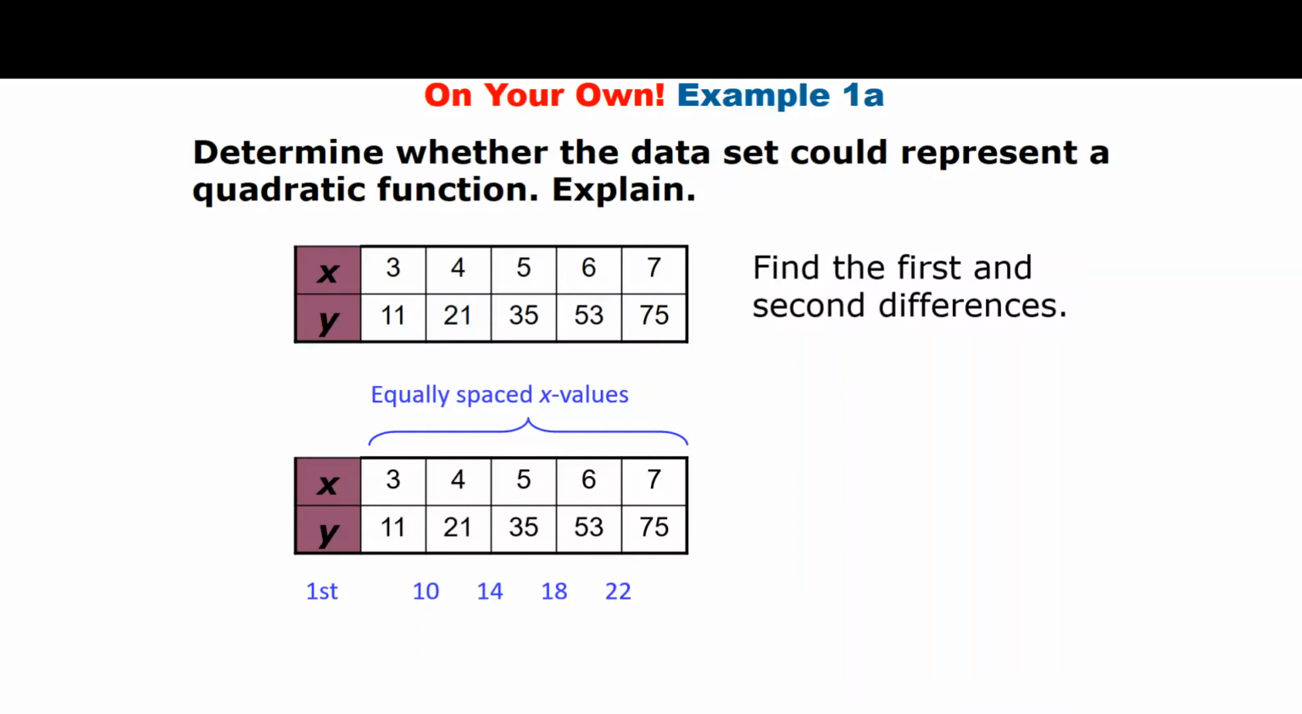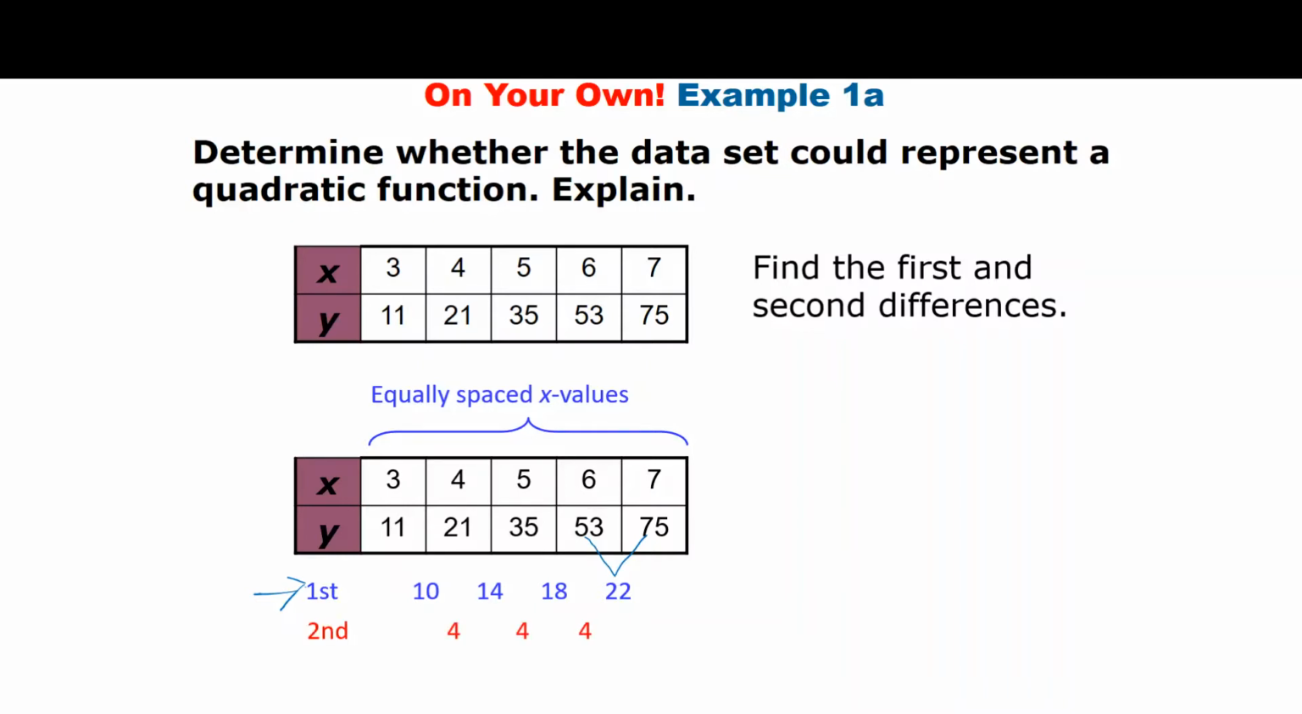11 plus 10 is 21. 21 plus 14 is 35. 35 plus 18 is 53. 53 plus 22 is 75. So we don't even have to worry about our first differences. We are going to pay attention to our second differences.